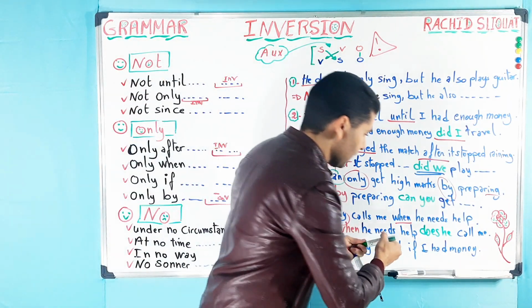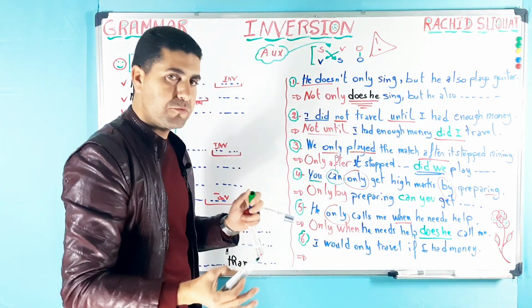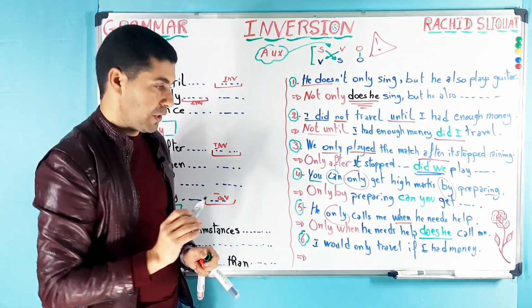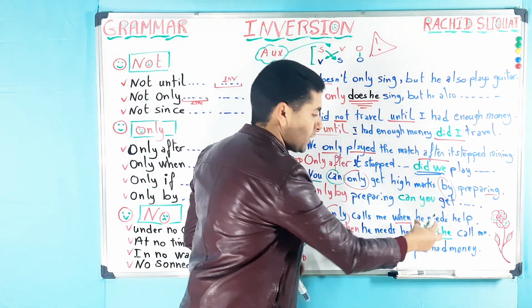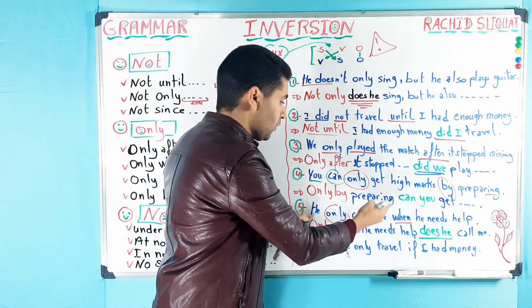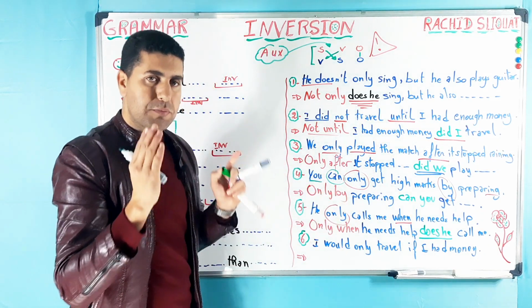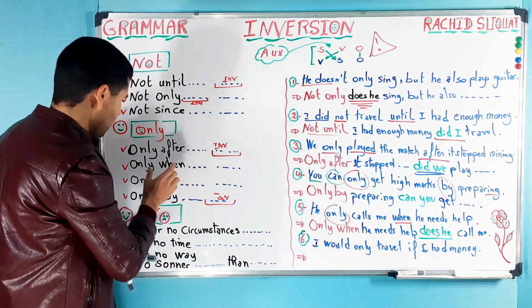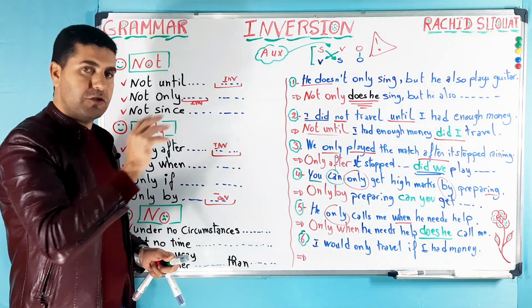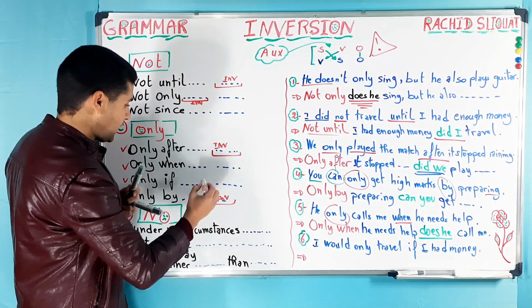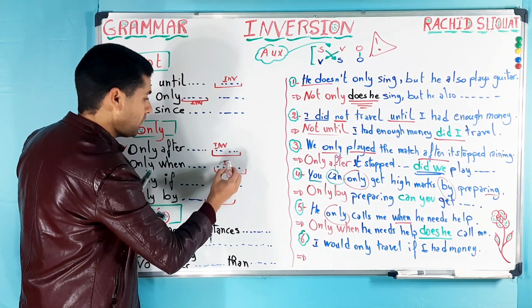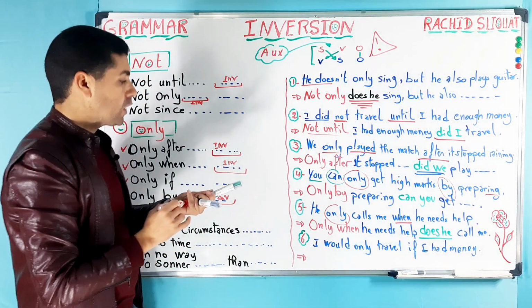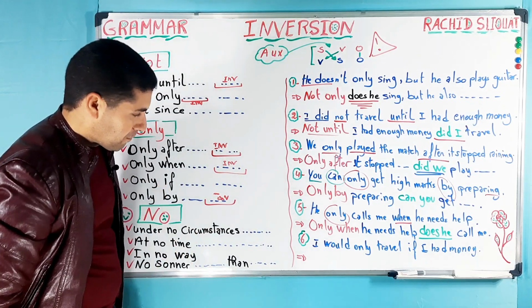So again, here we have inversion, the subject and the auxiliary. Why do we have does here? Very simply because the sentence he only calls me is in present simple. So again, only when, the inversion is in the second clause, as you can see. Let's go to number 6.